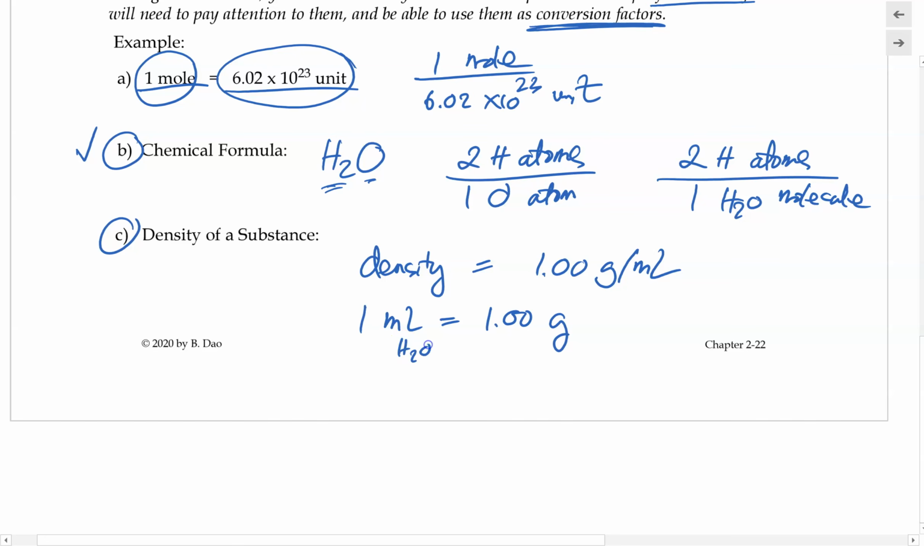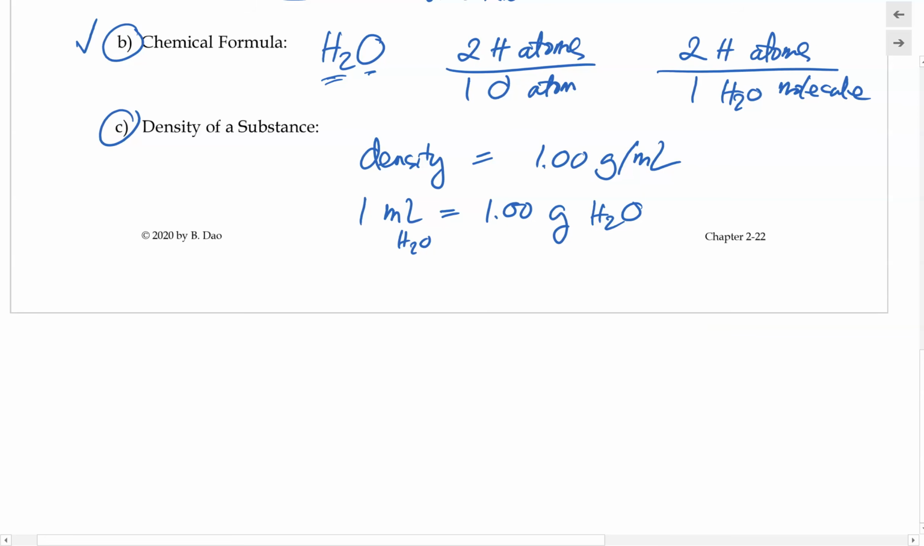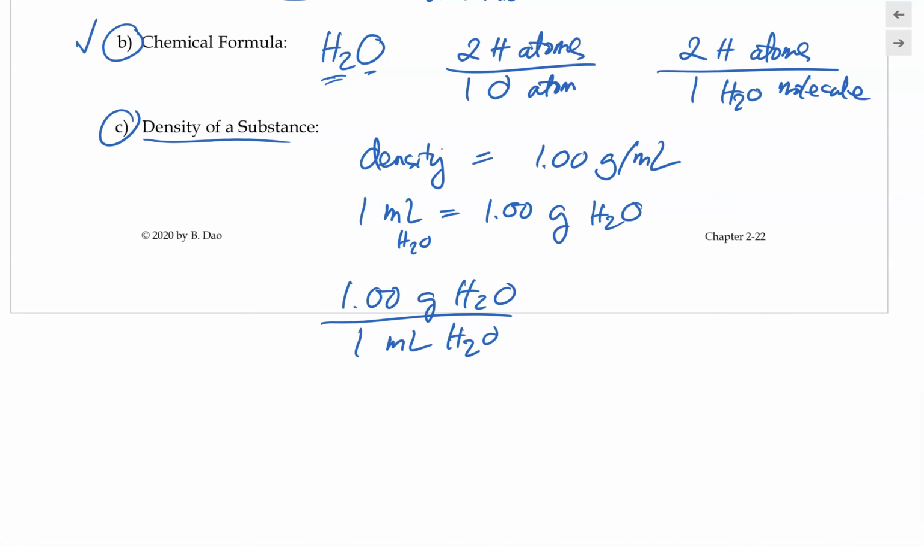And now we can write the following. So let's put in water to make sure that this is correct, because this information is only true for water. So we can now write the following: 1.00 gram of water over 1 milliliter of water. So density is basically a conversion factor as well. So if you're being told the density of a substance, then essentially we can use that as a conversion factor and allow us to convert volume of a substance into mass of the substance. And we'll go over more information about density in a little bit.